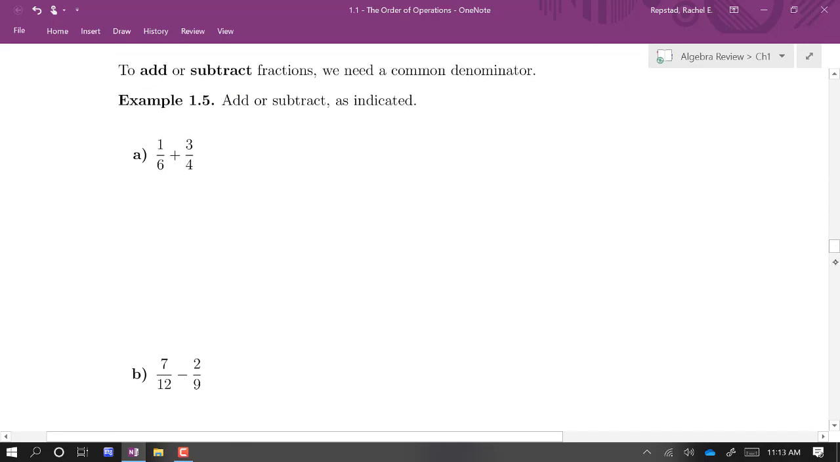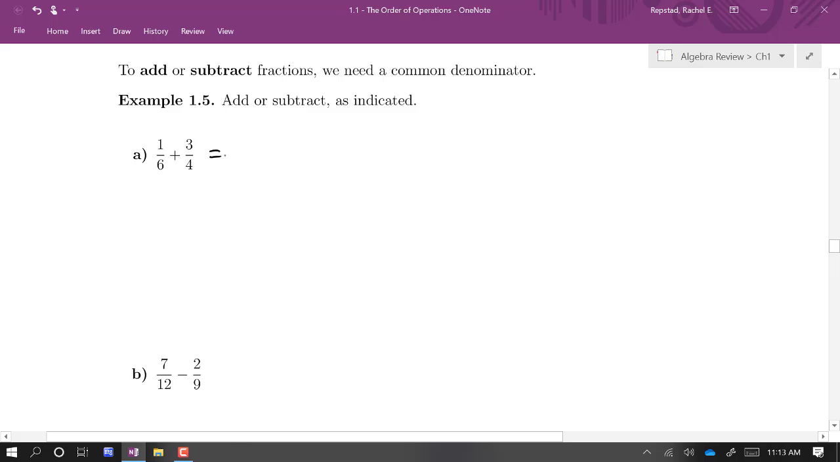All right, if we're adding or subtracting fractions, we have to have a common denominator. We don't need a common denominator when we're multiplying or dividing, and in fact, getting a common denominator if you're multiplying or dividing just makes the problem harder. But if we're adding and subtracting, we need a common denominator. It's like having a common unit. We want to add apples to apples here.